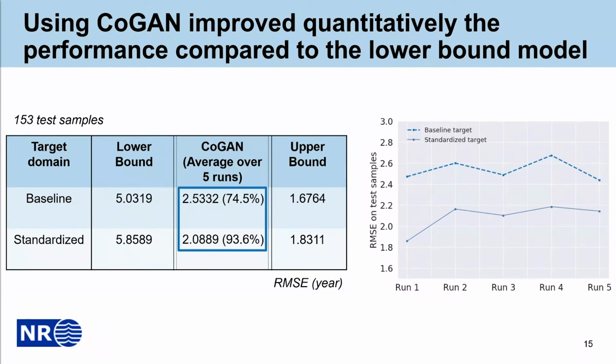Finally, over the 5 different runs, the results do not vary a lot. As you can see, the root mean square error remains relatively stable in the two situations and is constantly lower for the standardized data than for the baseline.